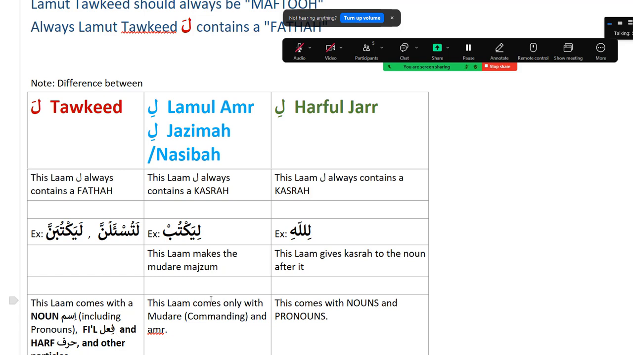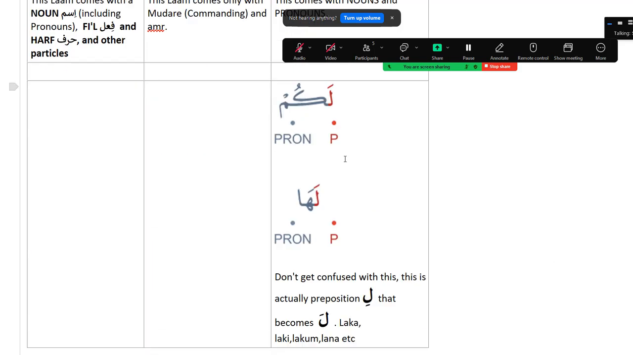The lamul amr and li of jazim and nasiba, this only comes with mudare, commanding and amr. And the huruful jar, this comes with nouns and pronouns. So sometimes li, don't get confused with this. This is actually preposition li, right? If you see lakum and laha, right? So this is actually li that becomes la, right? Remember the rule which we learned in our unit 1.